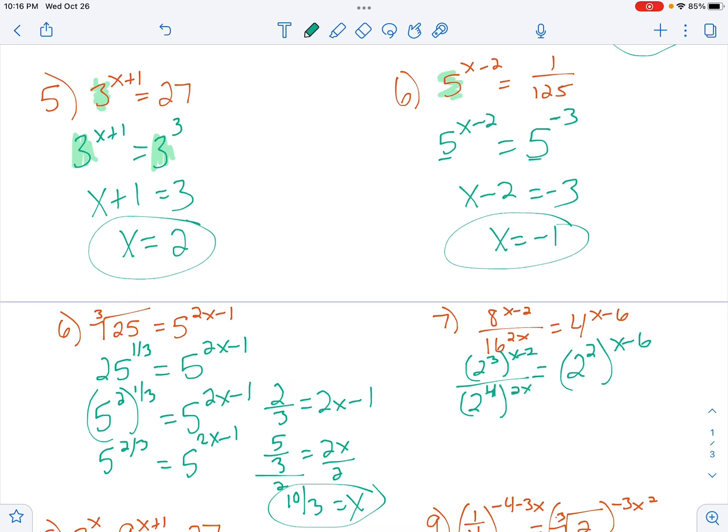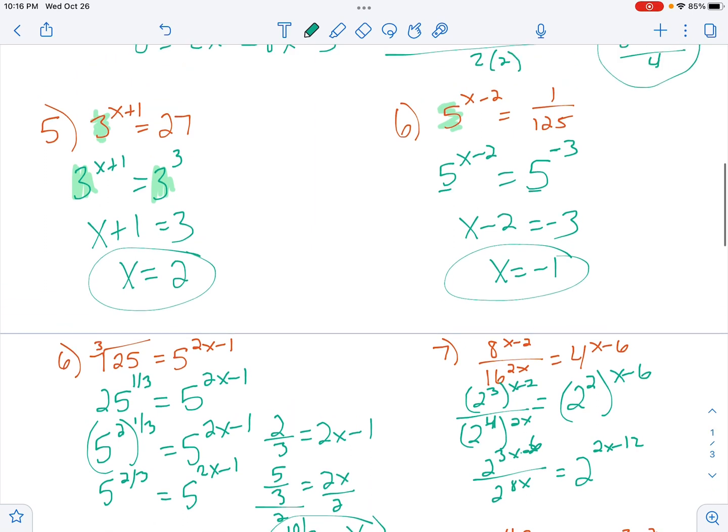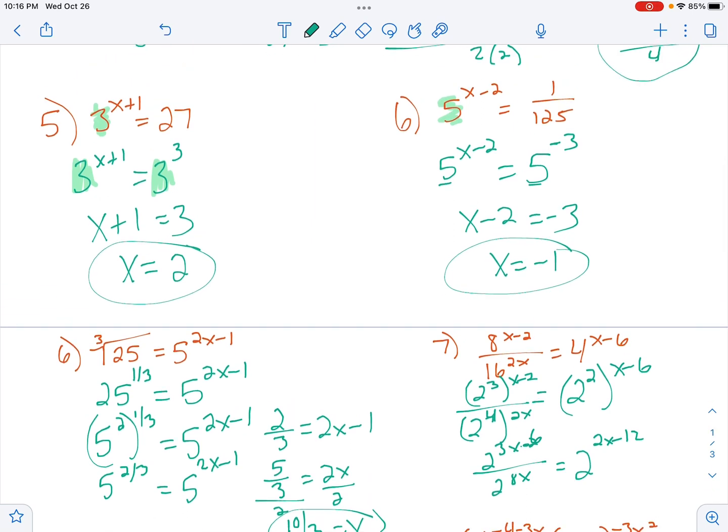on the bottom. Power to a power, we multiply. So on top, we really have 2 to the 3x minus 6 over 2 to the 8x equals 2 to the 2x minus 12. I'm running out of room here. I'm going to subtract my exponents to get 2 to the negative 5x minus 6 equals 2 to the 2x minus 12.